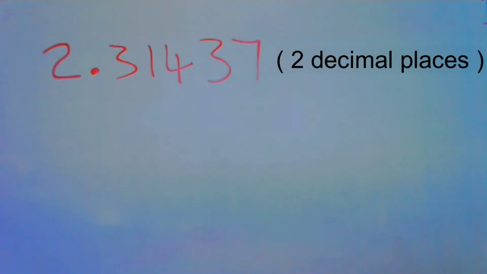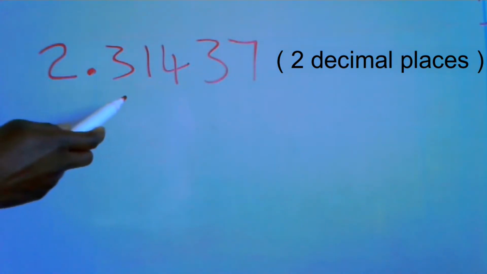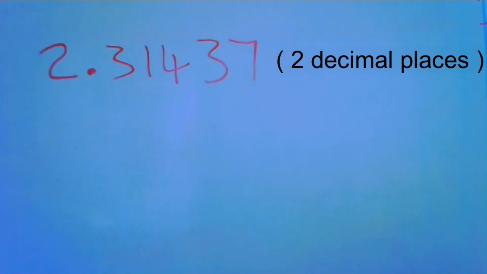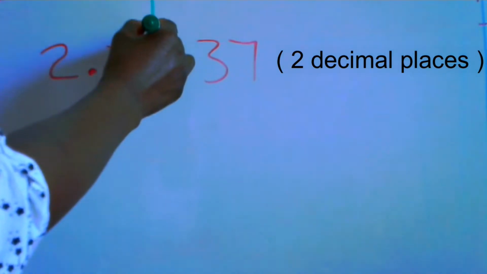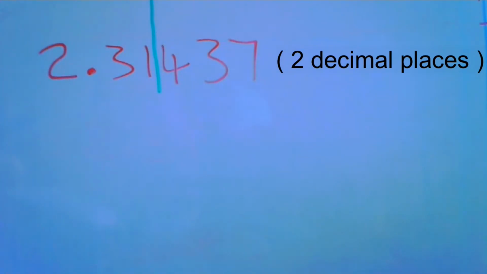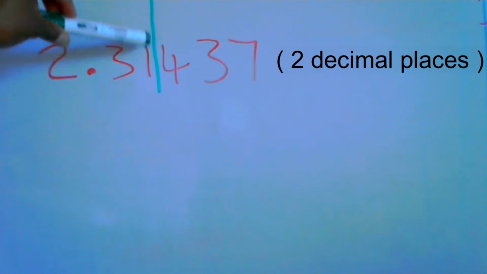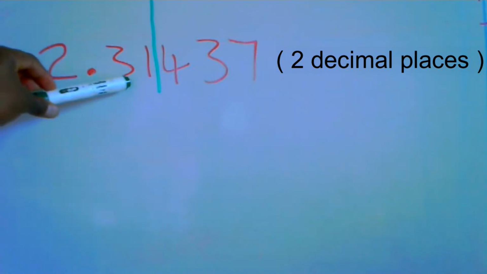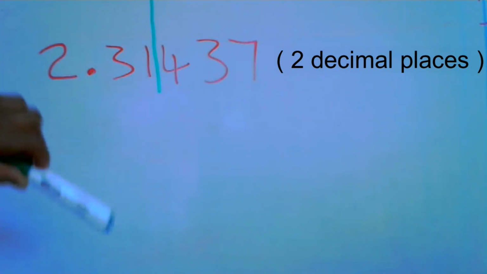We have to first count the number of digits after the comma. We've got 1 and 2. Then we put a block there. This shows where our digits end. We've got our 1, 2 digits. So our answer must have these 2 digits after the comma.